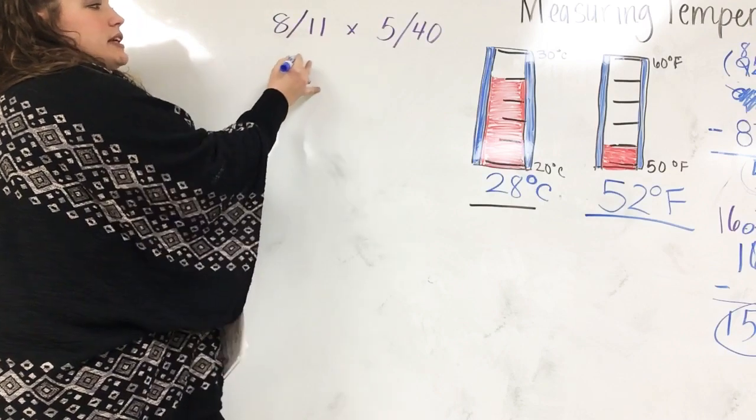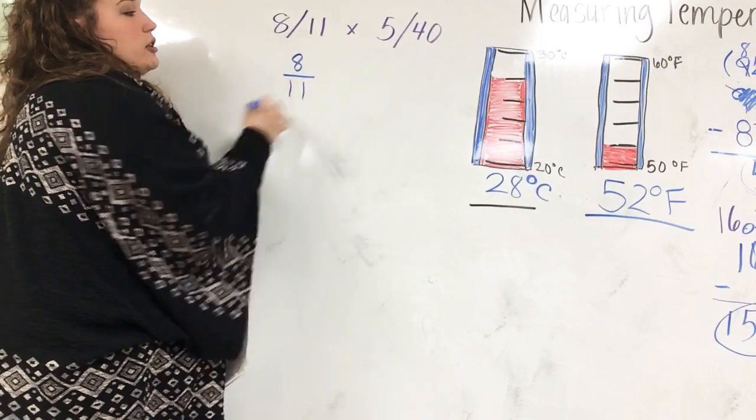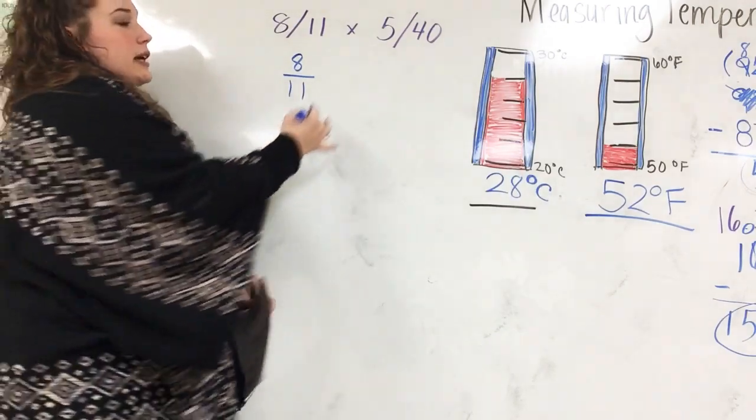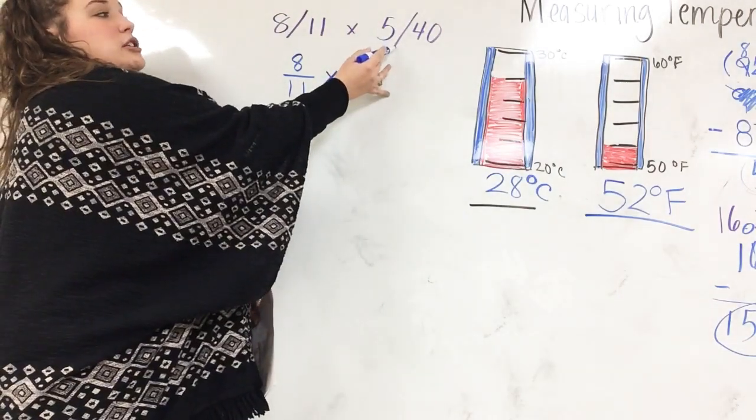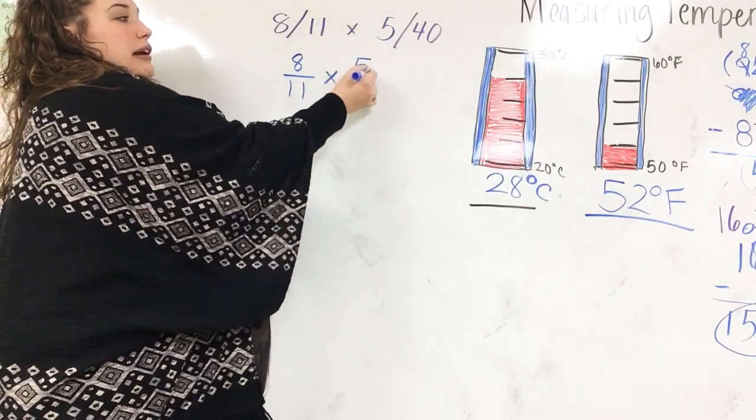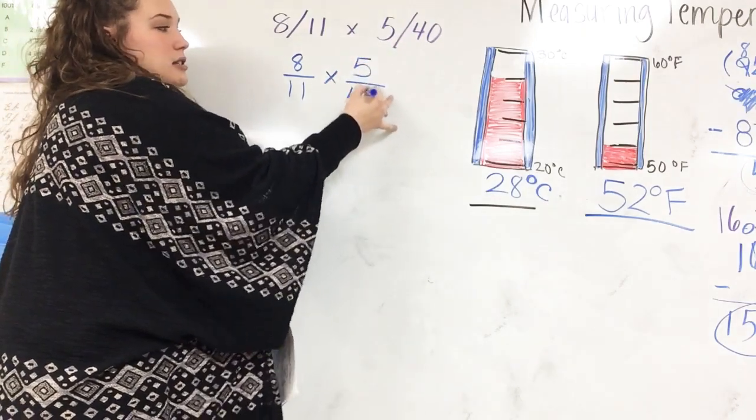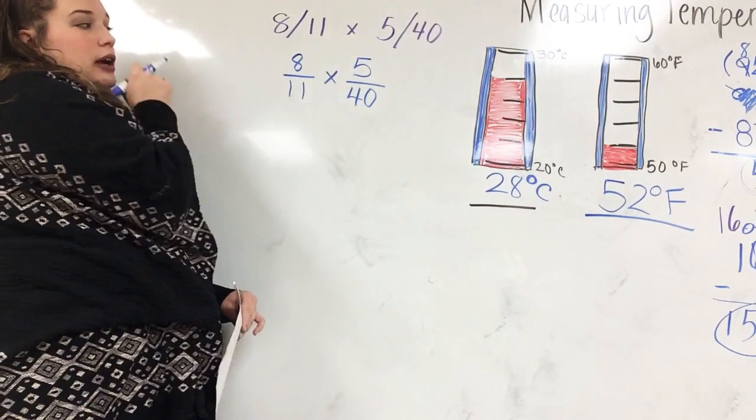8 over 11. So you take that fraction the way it's written and you do it like you're used to. Okay, 8 is your numerator, 11 is your denominator. Okay, we're still multiplying. And then our next one, this is the fraction bar, remember? So 5 is our numerator, it comes first. And 40 is our denominator, it comes last. Okay, so that's how you take what you see on Edmodo and put it to how your brain works.